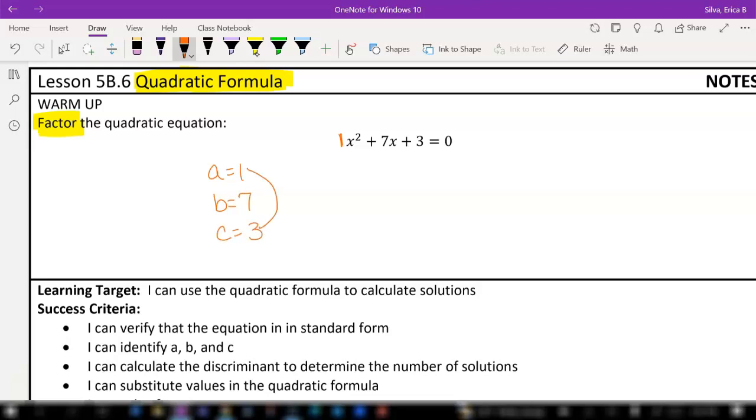Now, when we factor, we want to multiply a times c. That gives us a positive 3. And because it's positive, we know we're going to be adding our factors. Then we're going to get our b value. That's going to be the number on the bottom.